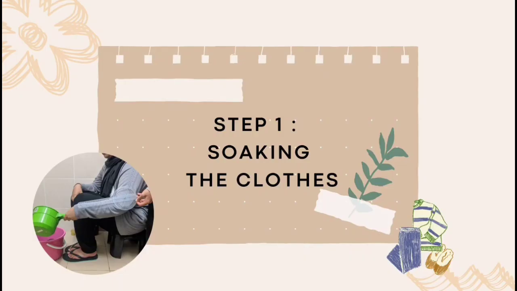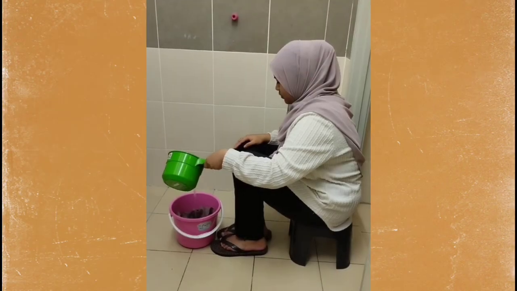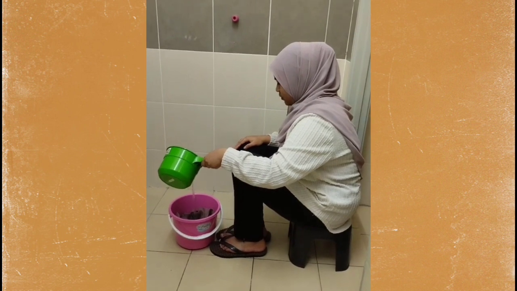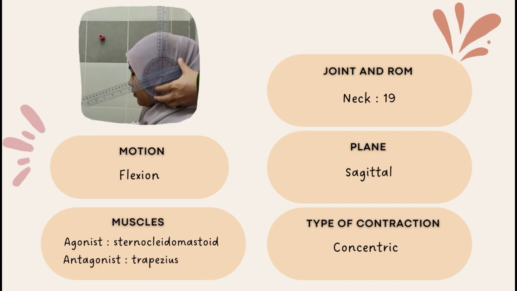As for the first step, which is soaking the clothes, there are some aspects that we emphasize in this motion analysis, such as type of plane, motion, type of contraction, muscles, and joint. Now let's see our result of motion analysis for several parts of the body that perform the motion. Next, we can see a picture shows neck flexion in 19 degrees and it occurs in the sagittal plane and has concentric contraction as the muscle is shortening.